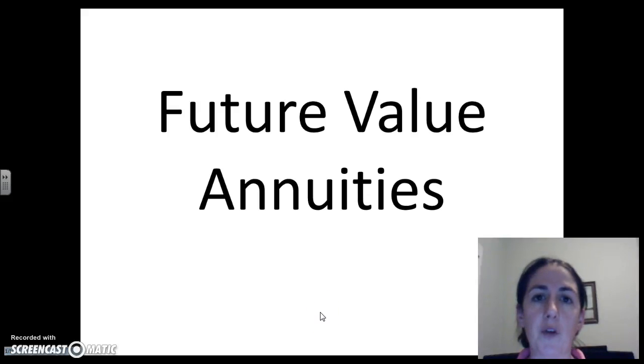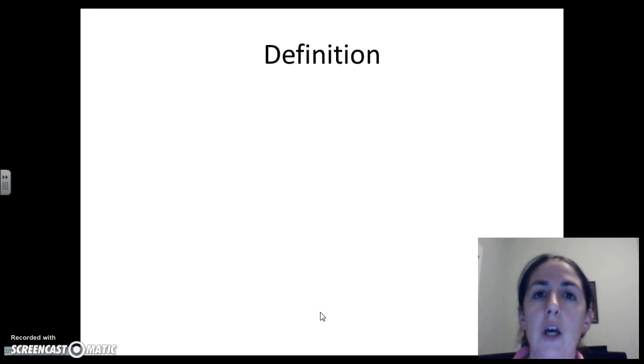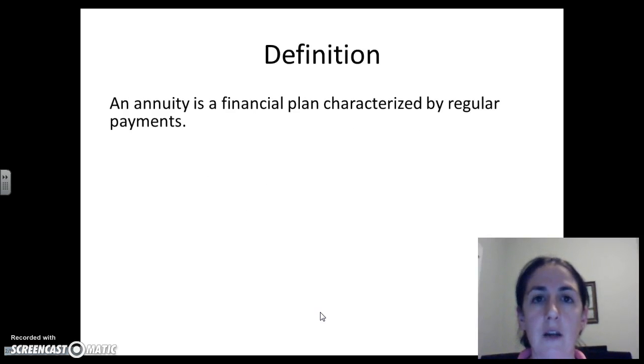Today we're going to talk about future value annuities. So far what we've talked about is either borrowing one chunk of money that we pay back at the end or investing one lump sum of money into an account and letting it sit. We haven't talked about the situation where we withdraw money or we add more money to it other than interest. So we'll start with our definition of what an annuity is.